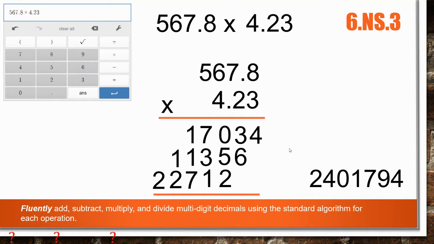Well, if you look at this, if I take tenths and I multiply by hundredths, then I'm going to get thousandths. So you can see that I have tenths times hundredths. That means my solution will have thousandths. Well, where would the thousandths place be? Between the 1 and the 7. Let's see what I got on my calculator. 2,401 and 794 thousandths. Great job, everybody.